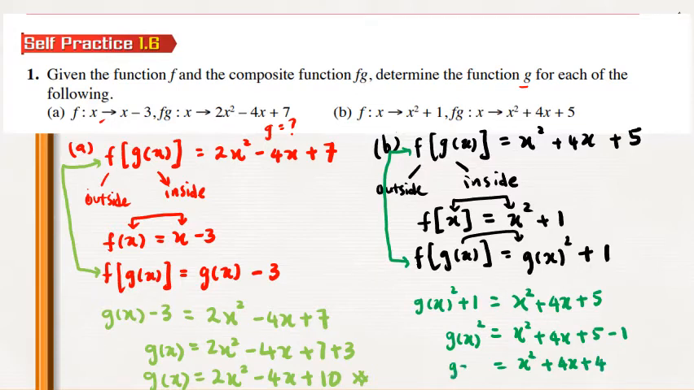Okay, so g(x) square. If you try this one in the calculator, you will get that this answer is actually (x plus 2) square. So both sides have a square, you can cancel. So thus you will get the function g(x) is actually equal to x plus 2. Easy, right?